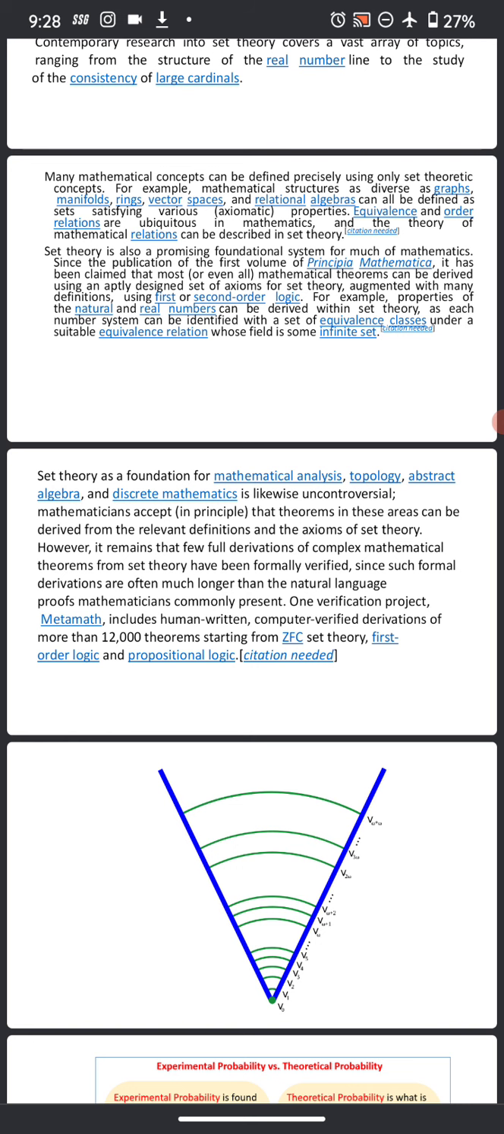Mathematicians accept, in principle, that theorems in these areas can be derived from the relevant definitions and the axioms of set theory. However, it remains that few full derivations of complex mathematical theorems from set theory have been formally verified. Since such formal derivations are often much longer than the natural language proofs, mathematicians commonly do not present them. One verification project, Metamath, includes human-written, computer-verified derivations of more than 12,000 theorems starting from ZFC set theory, first order logic and propositional logic.